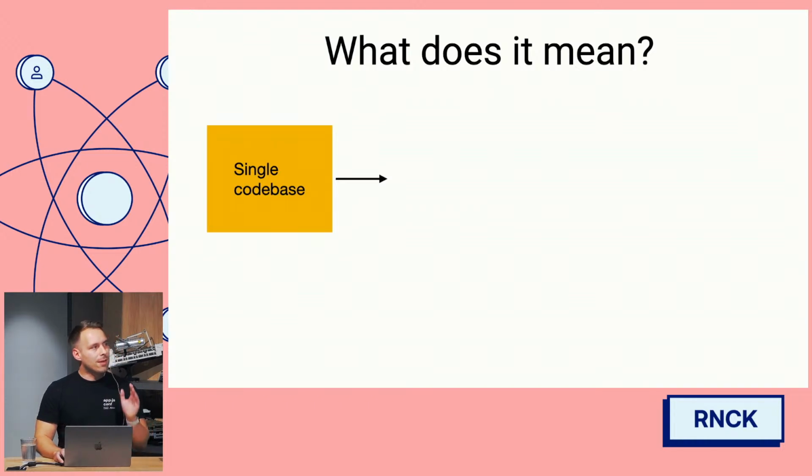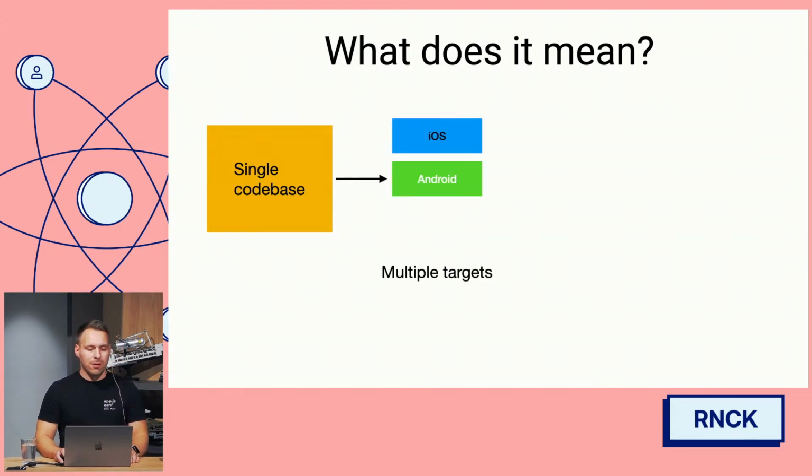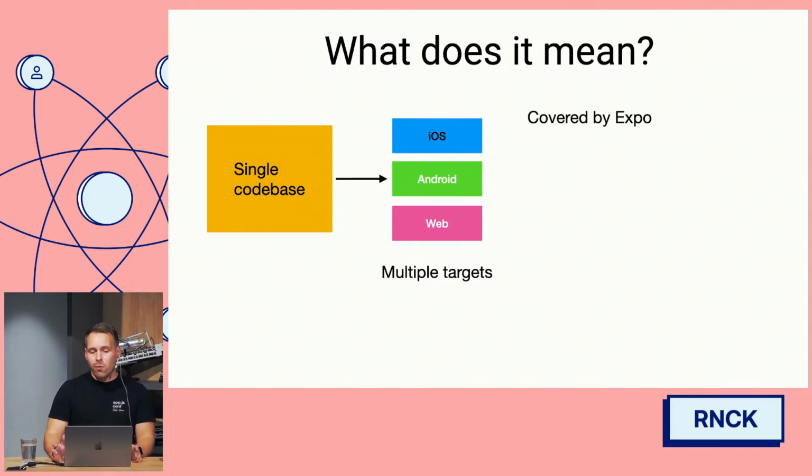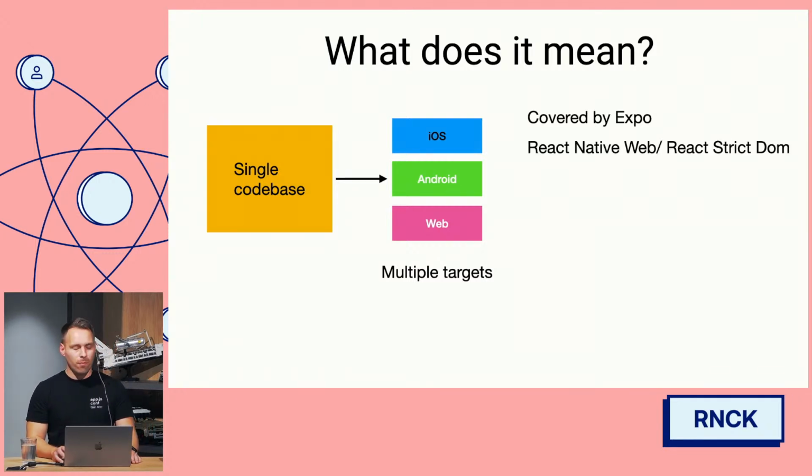It means that you have a single code base and you have multiple targets. For example, it's iOS, Android, web. It's like the most common one. It's covered by Expo everywhere. And as far as I know, they're working on the tvOS support, but it may be something else like iOS, Android, and visionOS. It depends on you. For web, we have React Native Web, and we have React Strict DOM. So they cover you for the web.